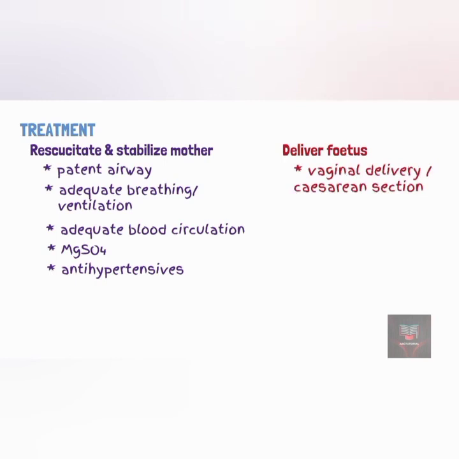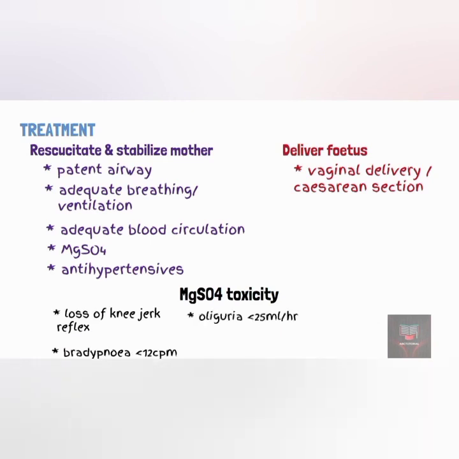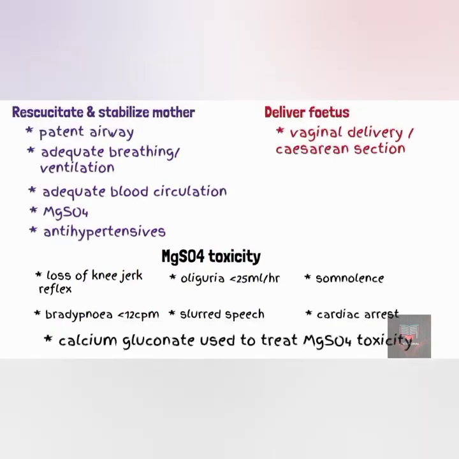In administration of magnesium sulfate, there is possibility of magnesium sulfate toxicity. Signs of magnesium sulfate toxicity include loss of knee-jerk reflex, bradypnea or respiratory rate less than 12 cycles per minute, oliguria or urinary output less than 25 milliliters per hour, slow speech, somnolence, and cardiac arrest. The antidote of magnesium sulfate toxicity is calcium gluconate.